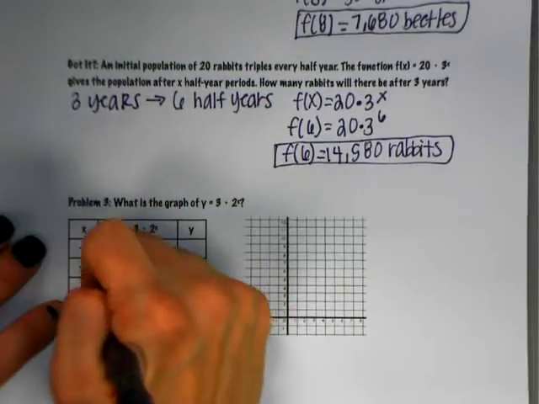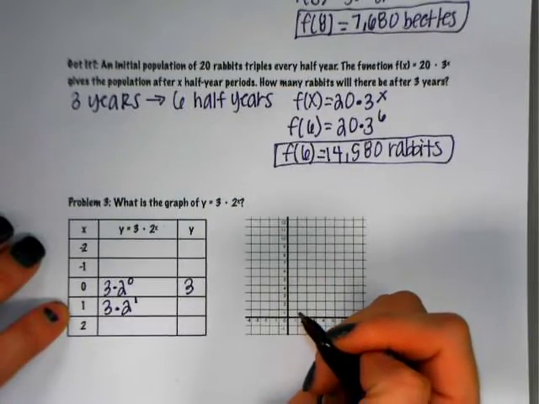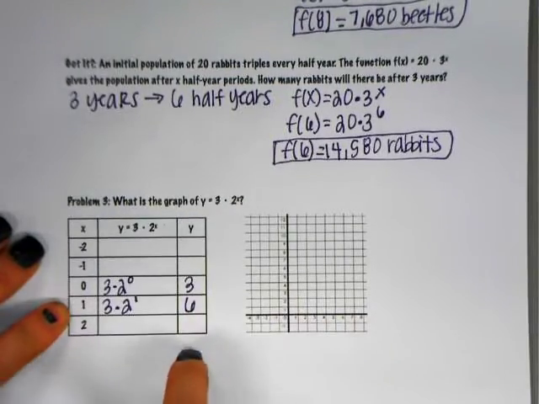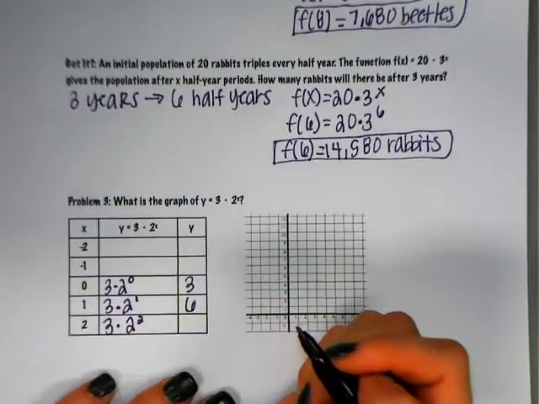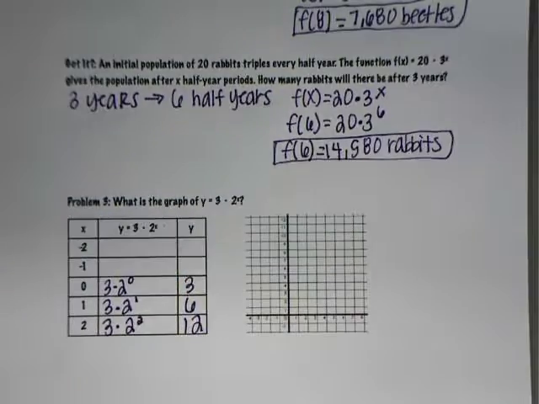So then when I plug in 1, what's that going to be? 6, which makes sense because we know our multiplier is 2. So you should be multiplying by 2 for your pattern. So then what's the next one going to be? 12, yep.